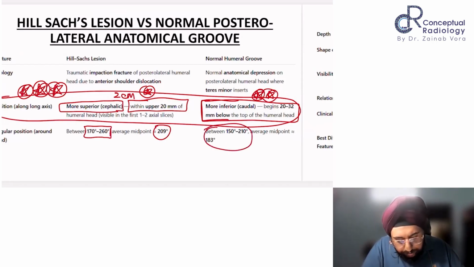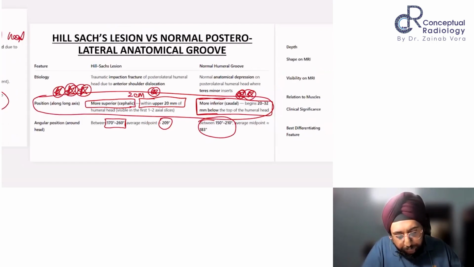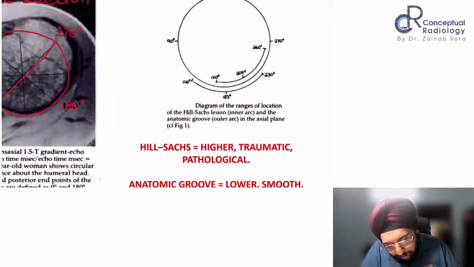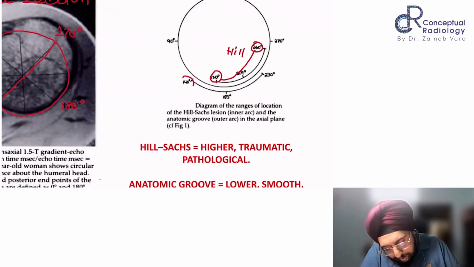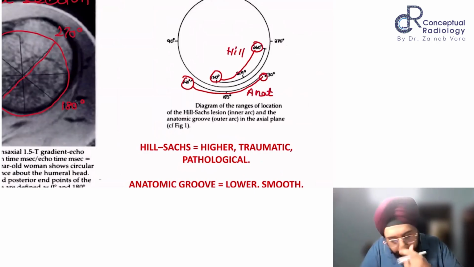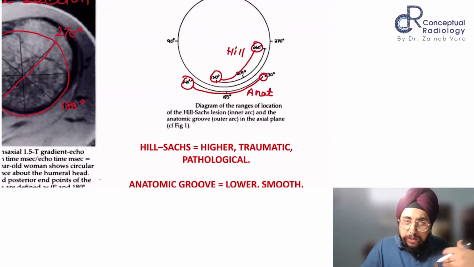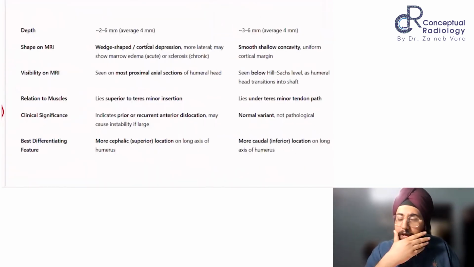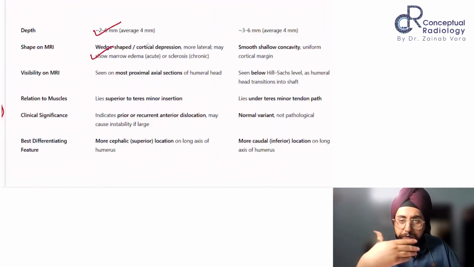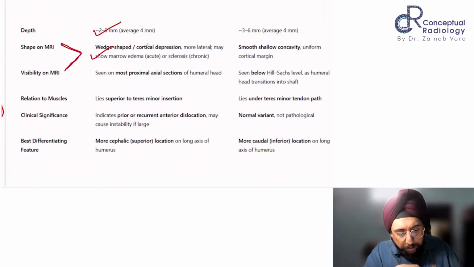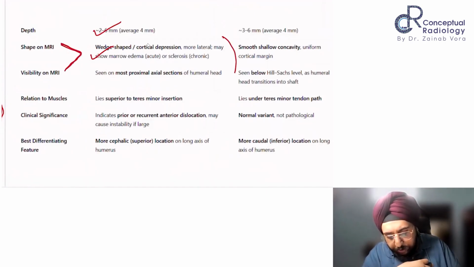While this is much more medial. So this is the position of Hill-Sachs, and this is the position of the anatomical groove. We'll see that Hill-Sachs is much more lateral, while the normal anatomical groove is much more medial. Next, there's no difference in the depth. Both can be of similar depth with an average of about 4 mm. It will be more of a wedge-shaped cortical depression, like this, but it is not always true. And obviously, it's more lateral. It's a smooth, shallow concavity.